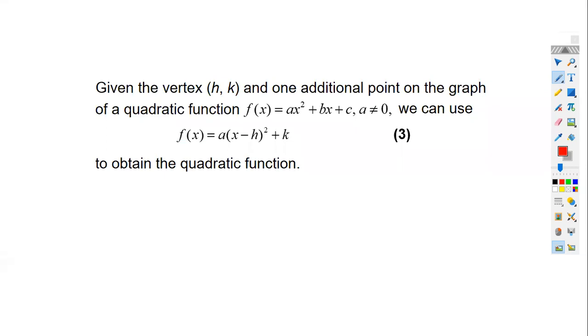So you're writing down your two forms. So you're writing your standard. So this is standard, remember? And this is vertex form. So as long as you know the vertex and one additional point, you can easily find the quadratic function. So in the blanks, again, you're writing down standard and vertex forms.